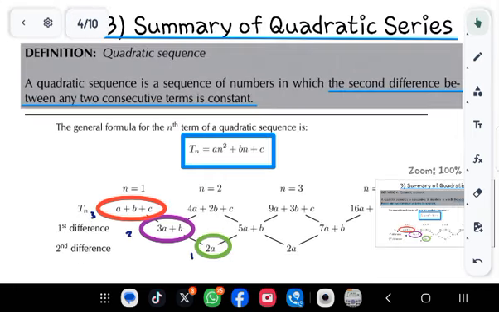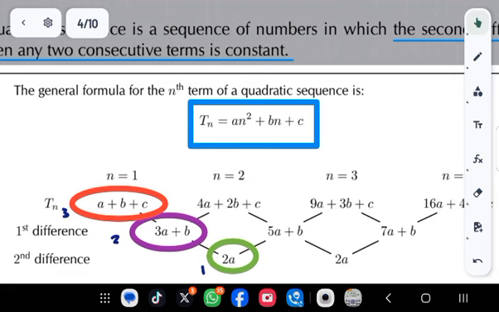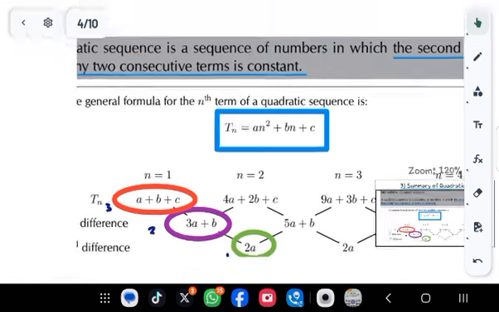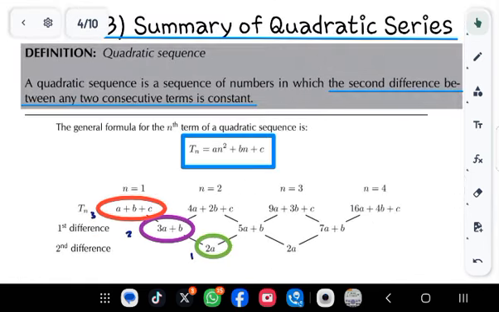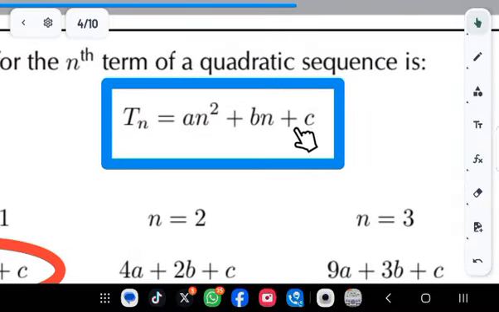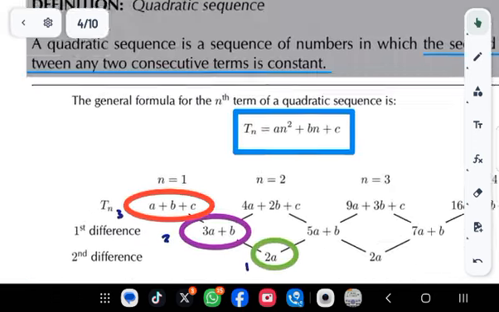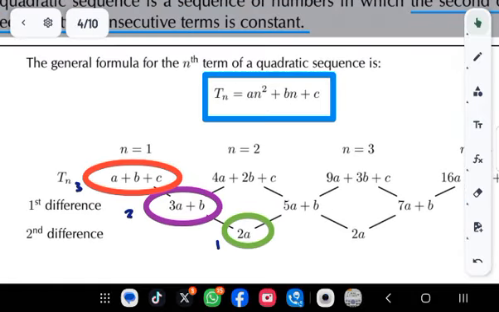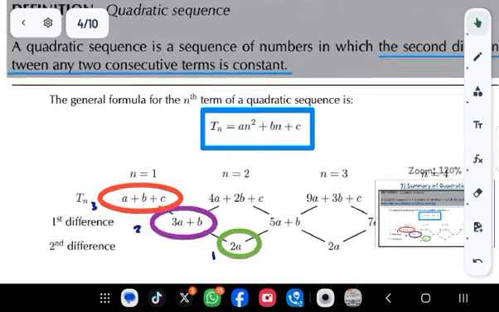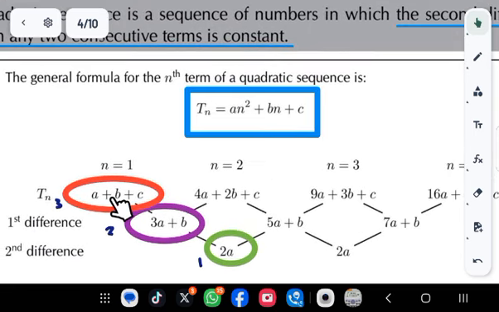Now the general term has got two levels for a quadratic sequence. The first level is what I call the general term, and that is Tn equals an squared plus bn plus c. Notice that you've got three variables here. The first one is a, the second one is b, and the third one is c. The second level of general term is one that is specific to a term number. For example, the general term for the first term is a plus b plus c. For the second term, it's 4a plus 2b plus c, and so on and so forth.